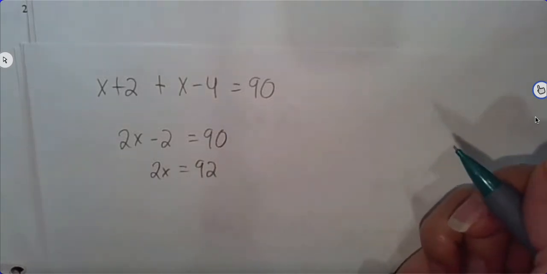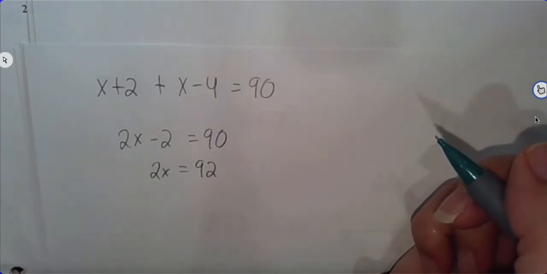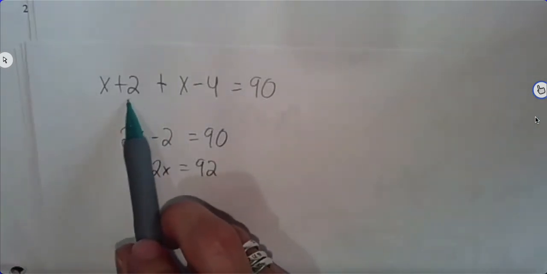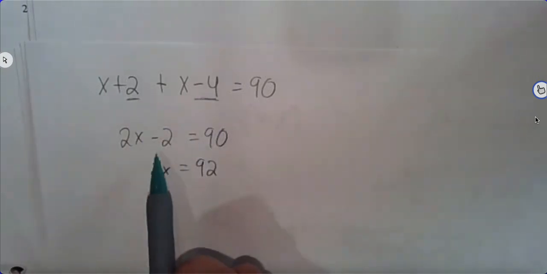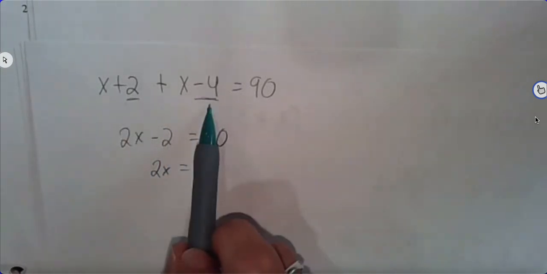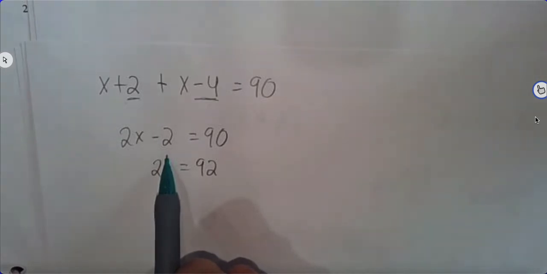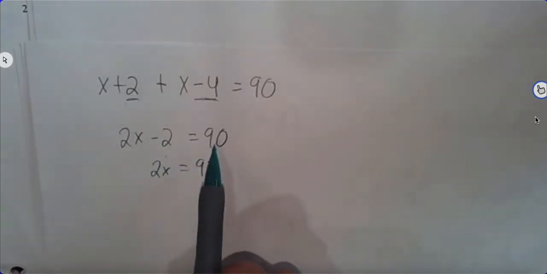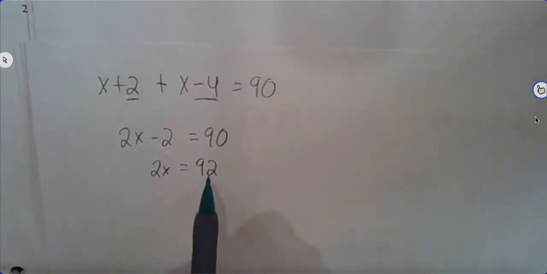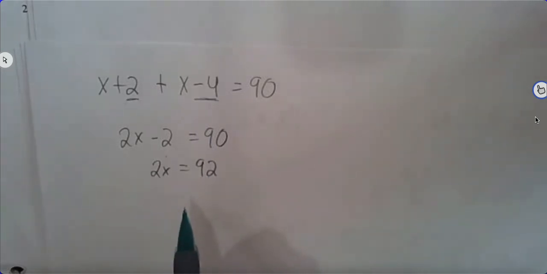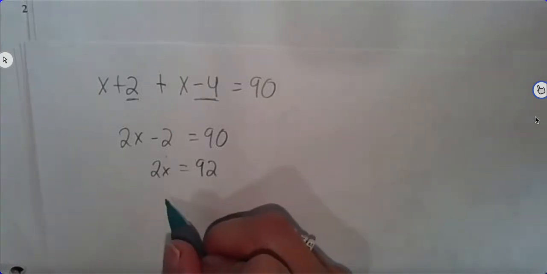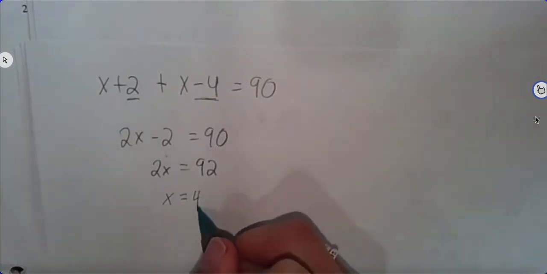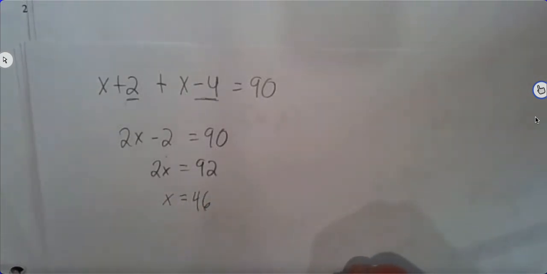How did you get that negative 2? Well, 2 minus 4, I just combined those two numbers, and it's negative 2. But then I moved it over here, and that's how I got 92. Are you good with that? Yes, ma'am. Then I divide by 2. And what did we get? Did somebody say 47? 46. Okay. Is that my answer?